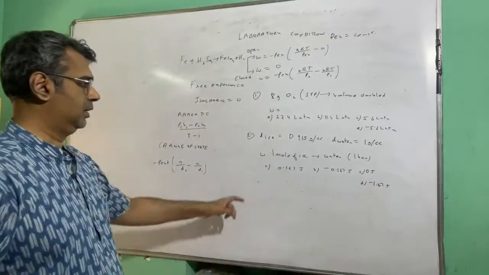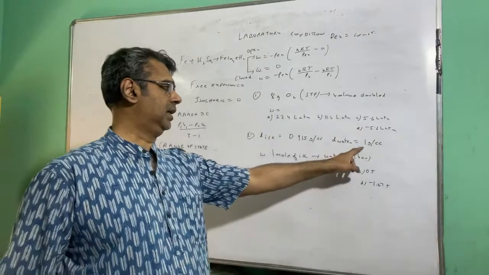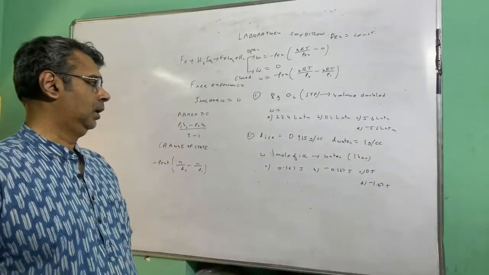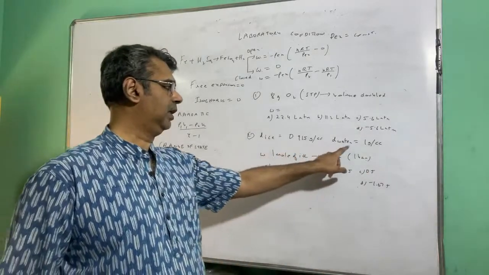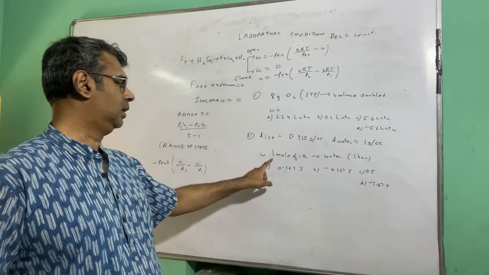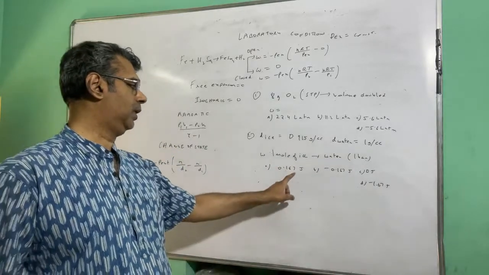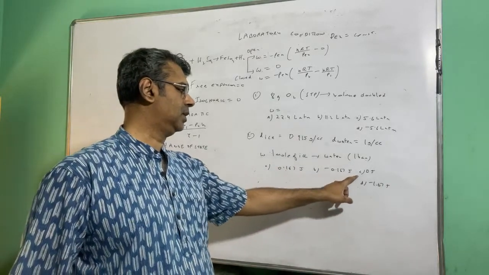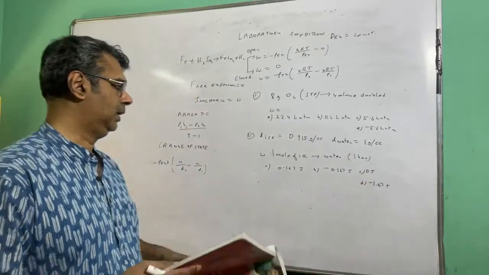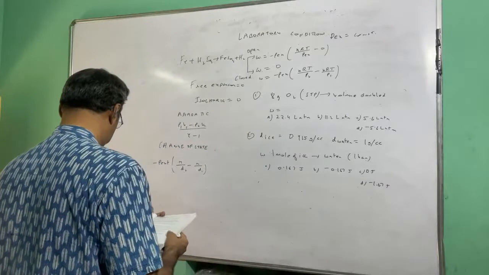Question number 2, density of ice is 0.915 gram per cc, density of water is 1 gram per cc. So what is the work done if 1 mole of ice is converted to water at 1 bar? Options are 0.167 joule, minus 0.167 joule, 0 joule, minus 1.67 joule. This is question number 2.